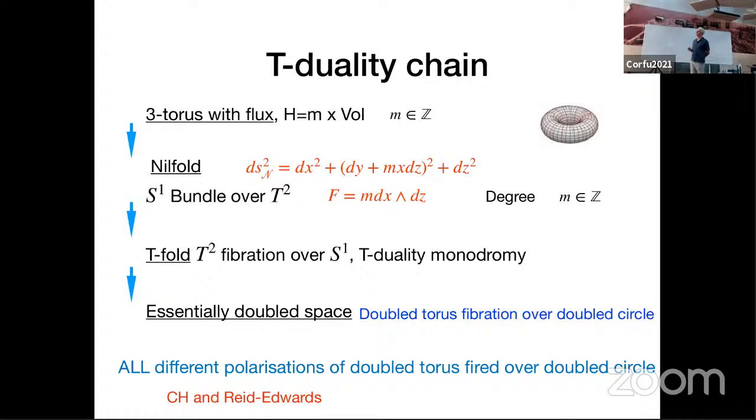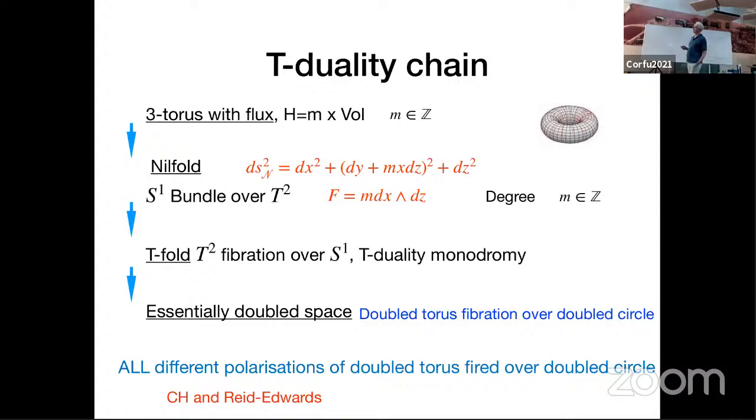And if you T-dualize on one of the circles, you turn off the B field, but turn on a twist in the geometry. So you get a manifold known as a nilfold, which is a circle bundle over T2, which has a first Chern class represented by this, where M, the integer, becomes the degree of the nilfold.